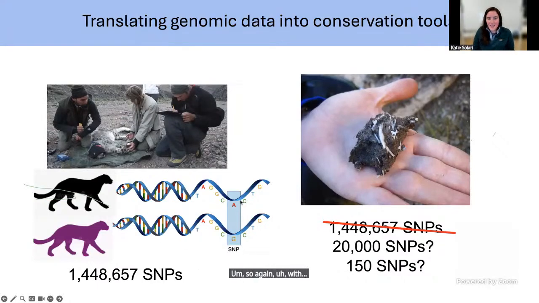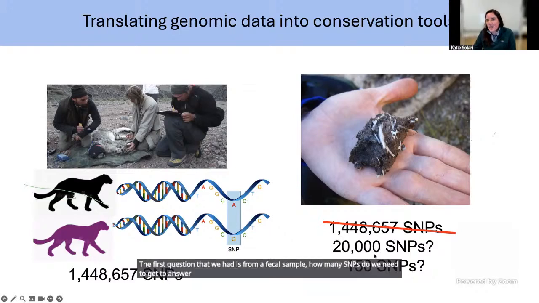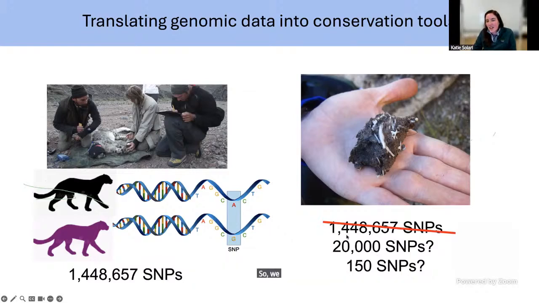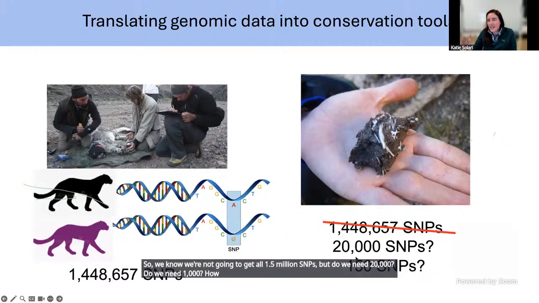So again, with invasive blood and tissue samples, we can get the whole genome, we can get all 1.5 million SNPs. The first question that we had is, from a fecal sample, how many SNPs do we need to answer our questions? We know we're not going to get all 1.5 million SNPs, but do we need 20,000? Do we need 1,000? How many do we need to actually answer the questions that we have?